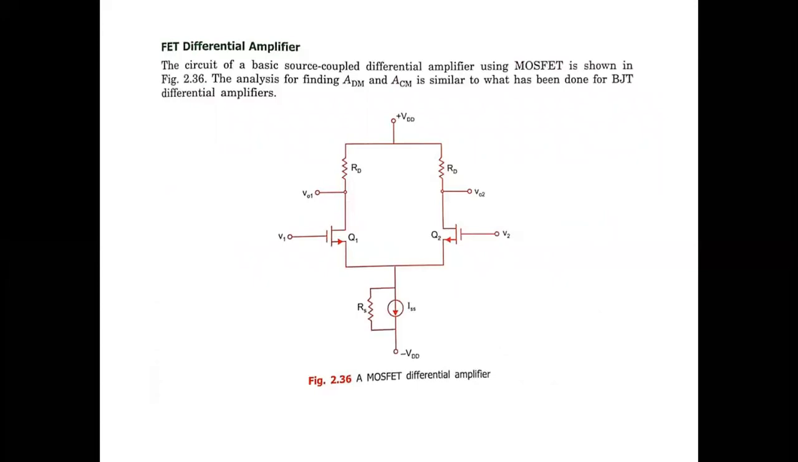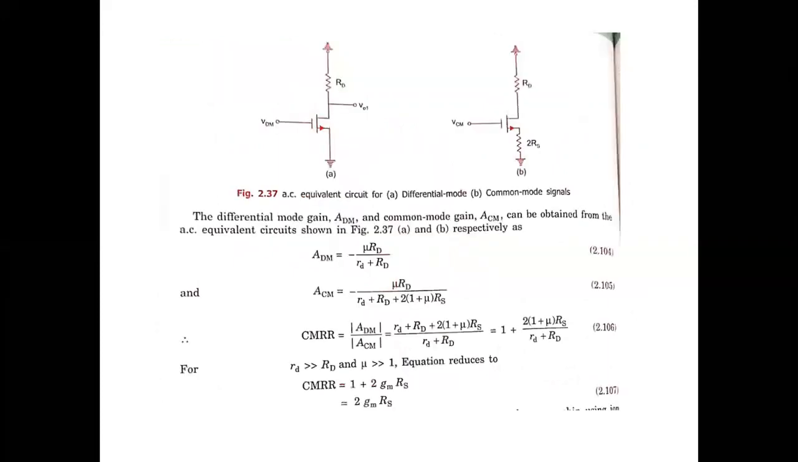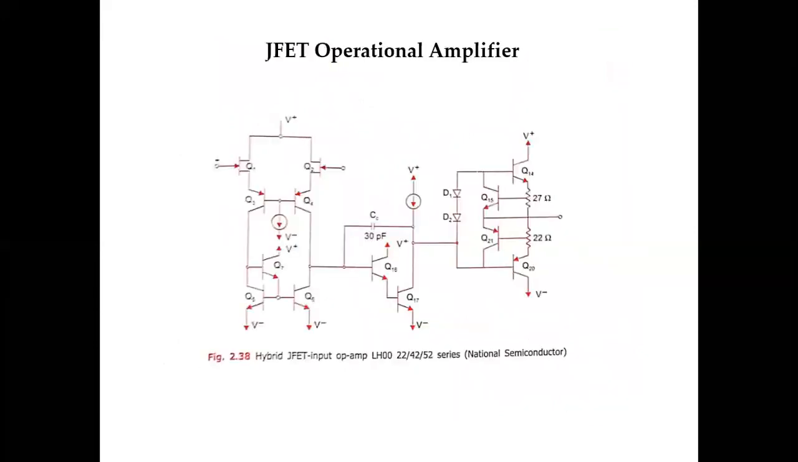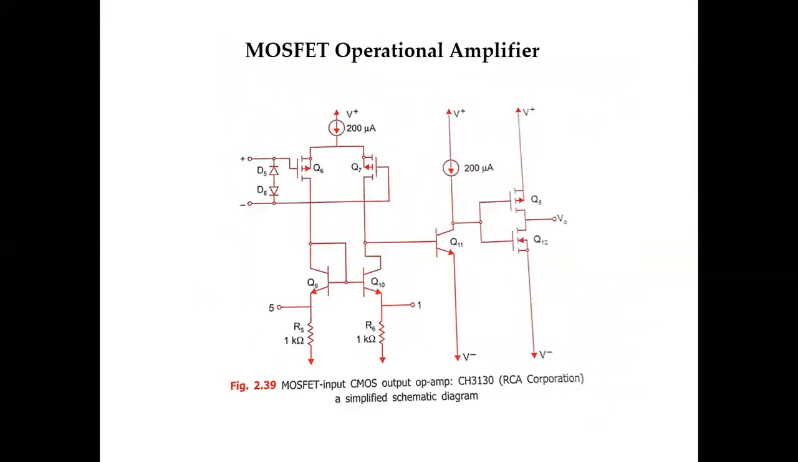FET differential amplifier. So this is the basic current source coupled differential amplifier using MOSFET. The analysis of finding ADM and ACM is similar to what we did for the BJT differential amplifier. This is the calculation for the ADM. JFET amplifier in the different model, that is the hybrid model. MOSFET amplifier circuit.